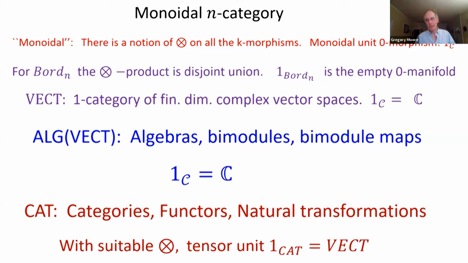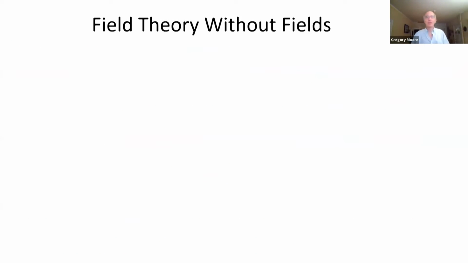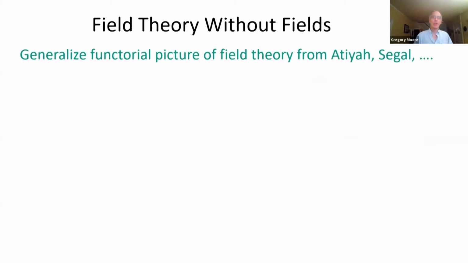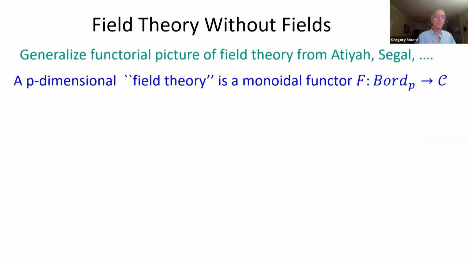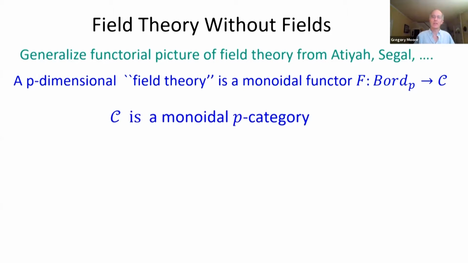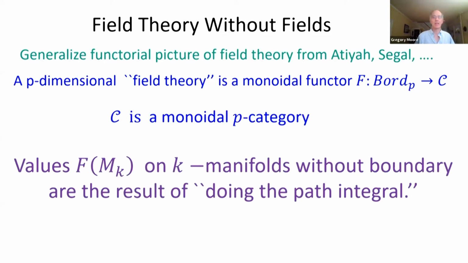With the categories we'll consider, the tensor unit will be the one category of vector spaces, Vect. So now when we're doing fields without fields, what we do is we generalize the functorial picture of field theory going back to the work of Atiyah and Segal. And the modern definition is that a p-dimensional field theory is a monoidal functor from this bordism p-category, of manifolds of dimension less than or equal to p, to C, where C is some other monoidal p-category.